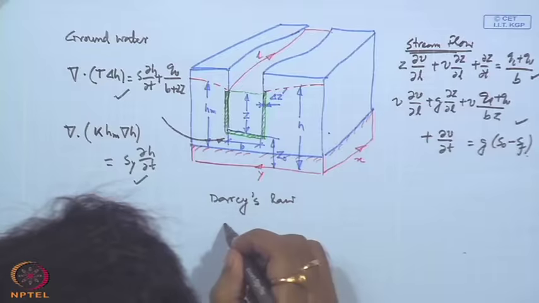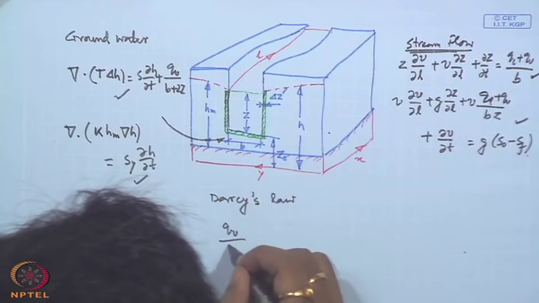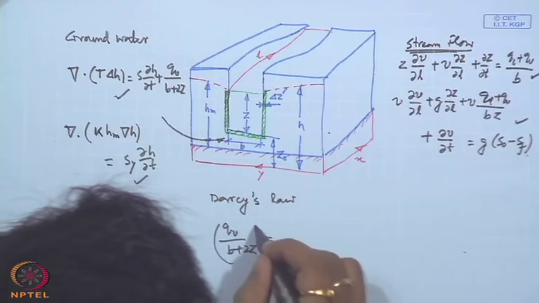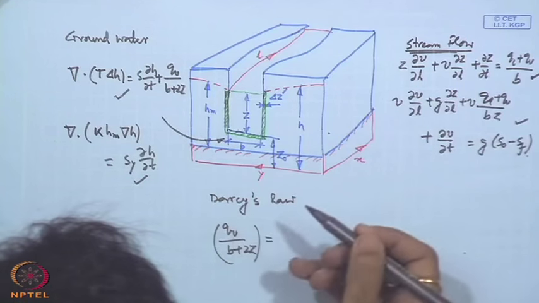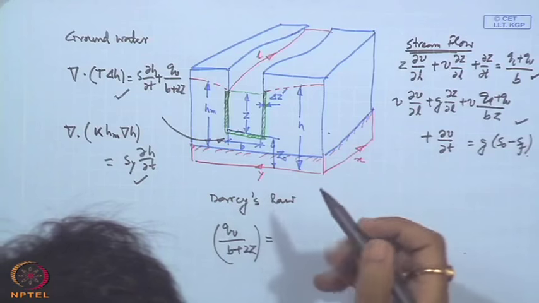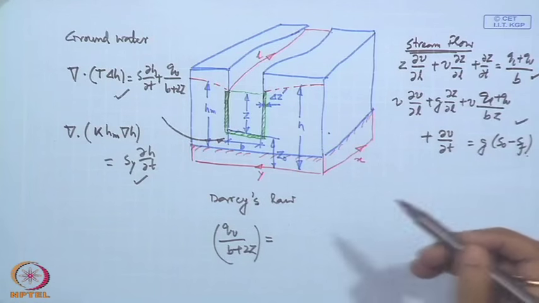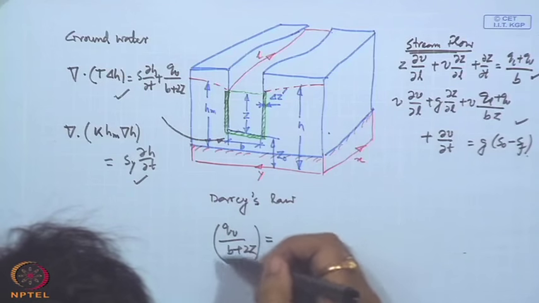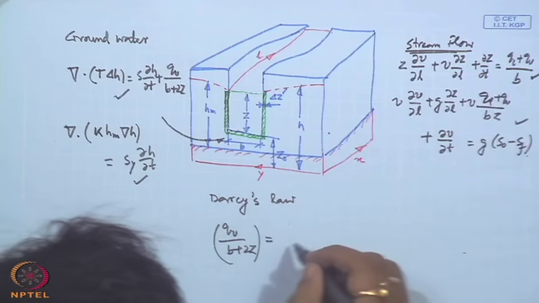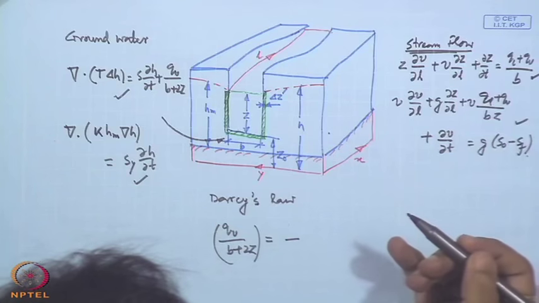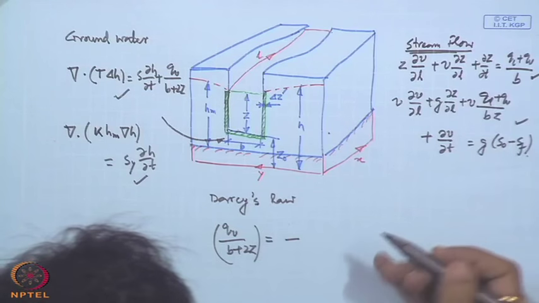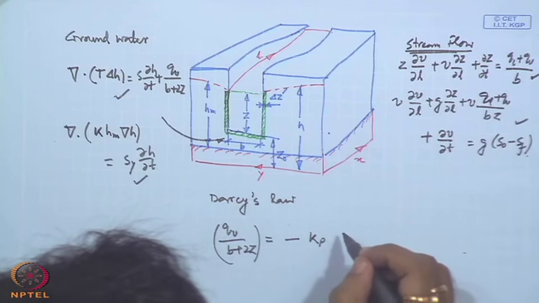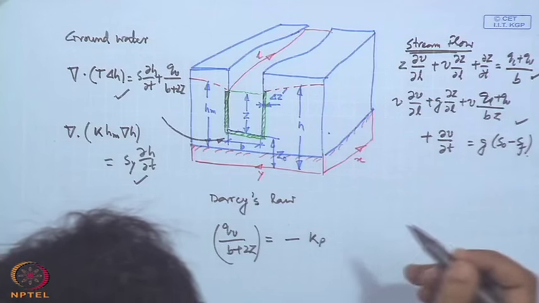And this is QV, B2Z, this is Darcyan flux. QV is the flow into the channel per unit length through its wetted perimeter. So, we can say that this is the Darcyan flux, and on the right hand side, we should have hydraulic conductivity, and this is hydraulic gradient.